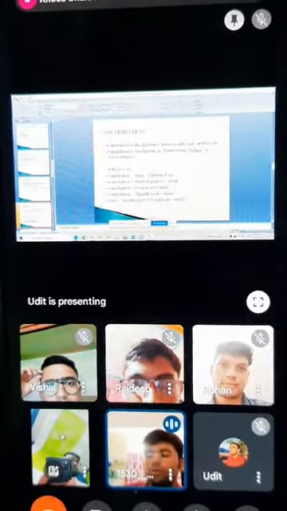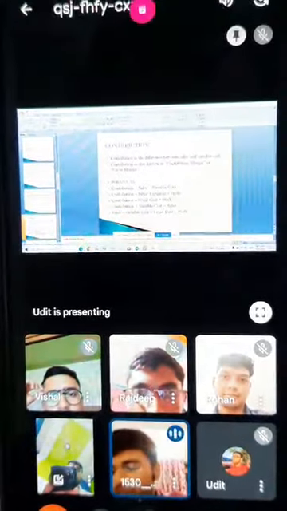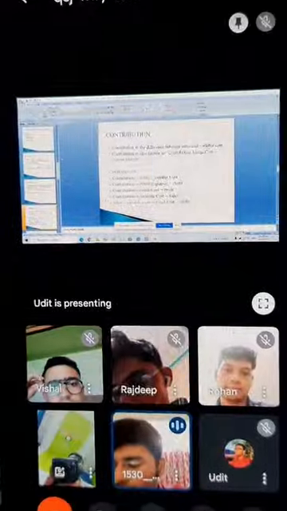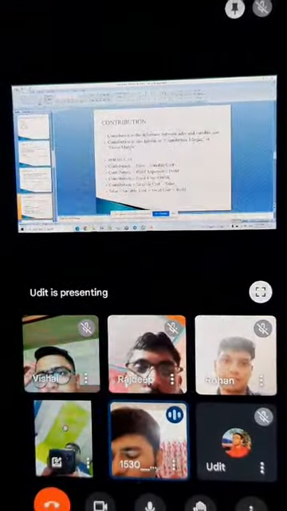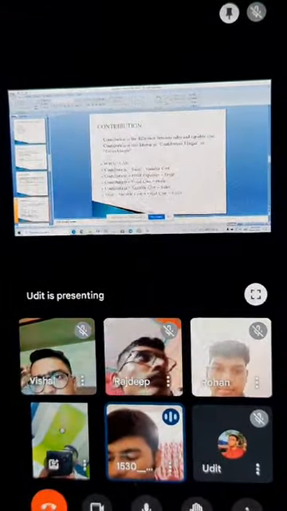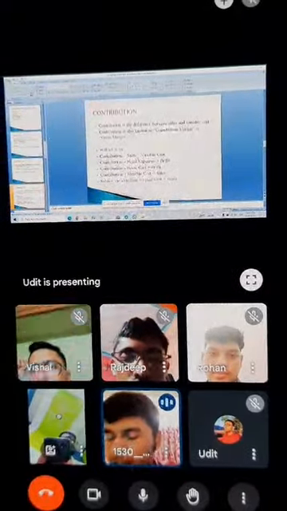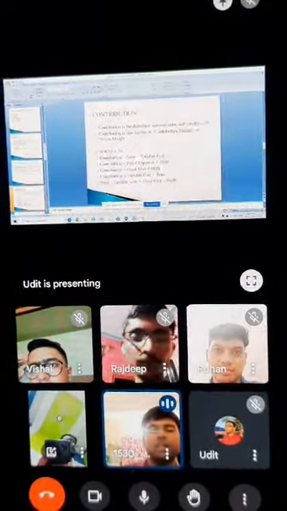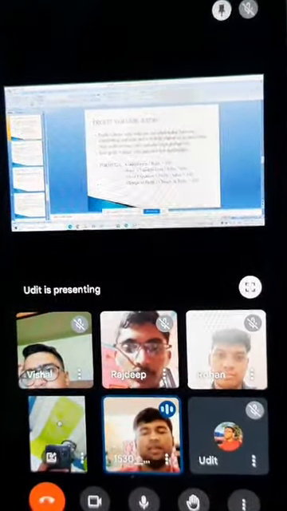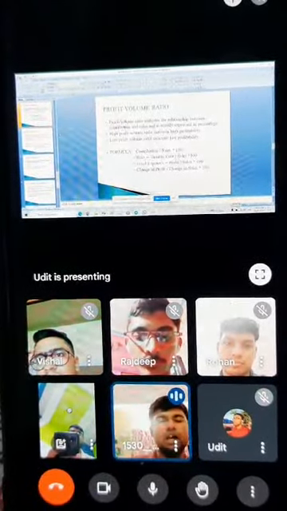Now comes the contribution. Contribution is the difference between sales and variable cost. Contribution is also known as contribution margin or gross margin. So here come the formulas: contribution equal to sales minus variable cost and so on. So the next slide will be presented by Udit Raha.